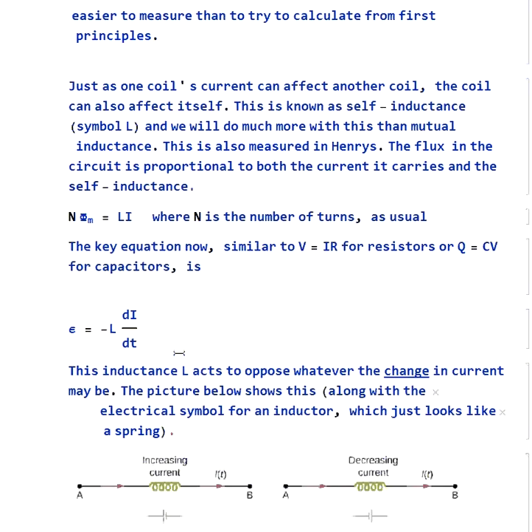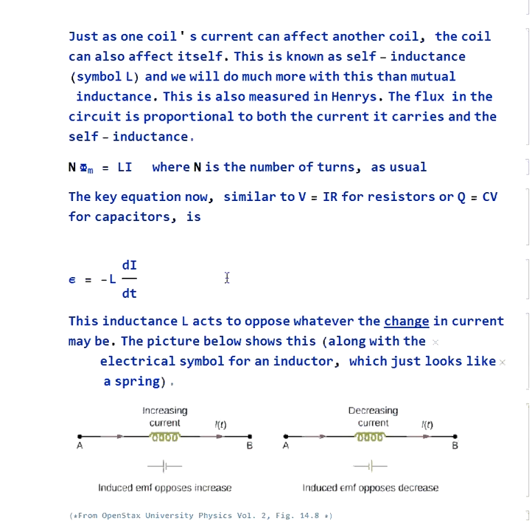Now, what we'll deal with a lot more often: one coil's current can affect another coil, but the coil can also affect itself. This is known as self-inductance. We use an L for that, and we use this way, way more than mutual inductance. This is again measured in henries, and here the flux in the circuit depends on the current it carries and the self-inductance. So if we have N turns and phi is our flux, that product of those two is going to be equal to inductance times I.